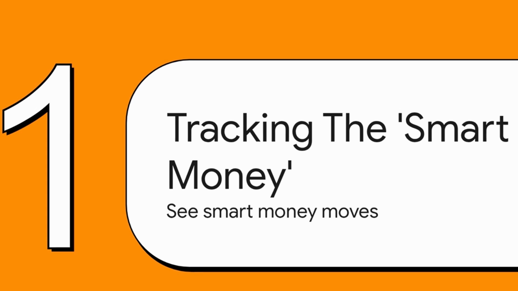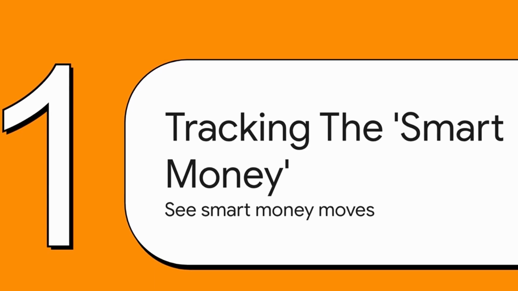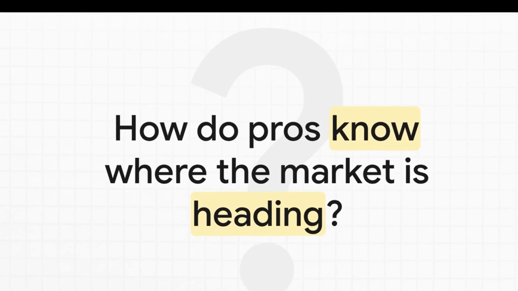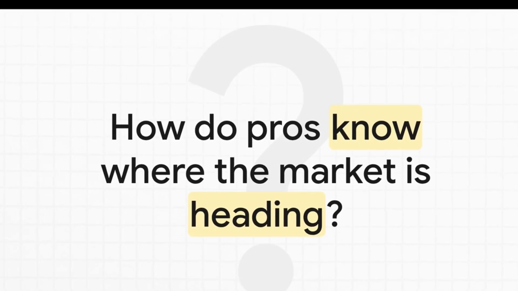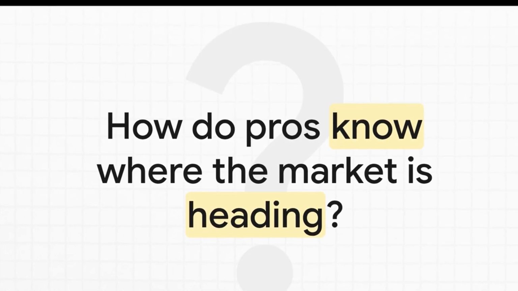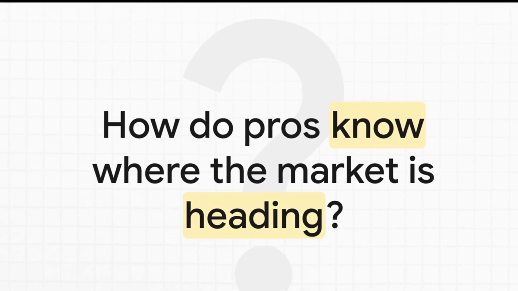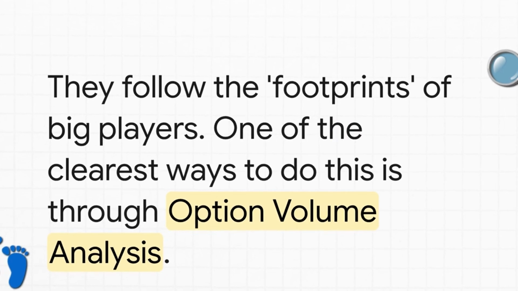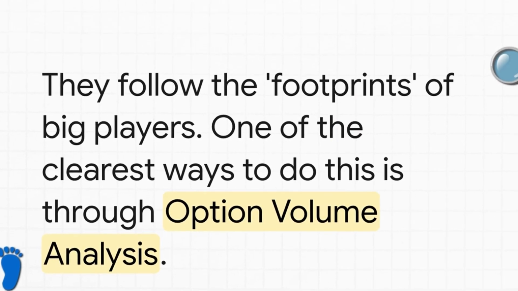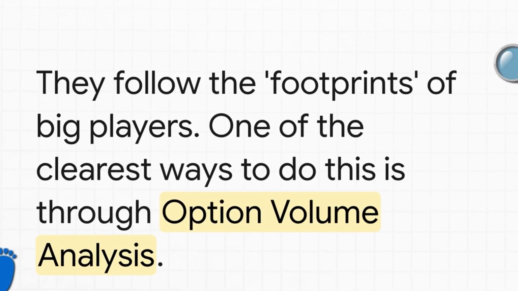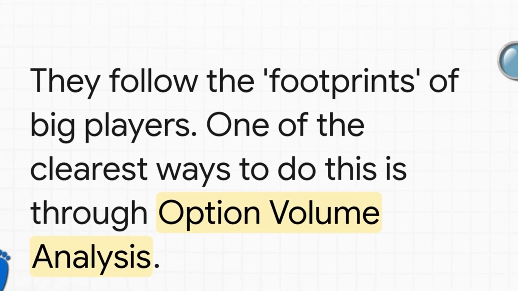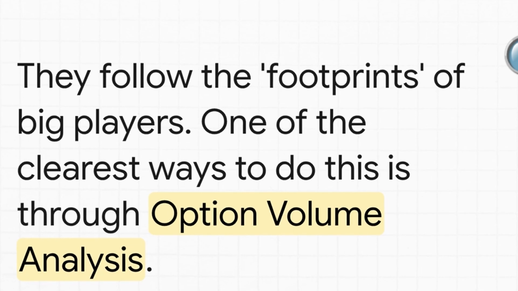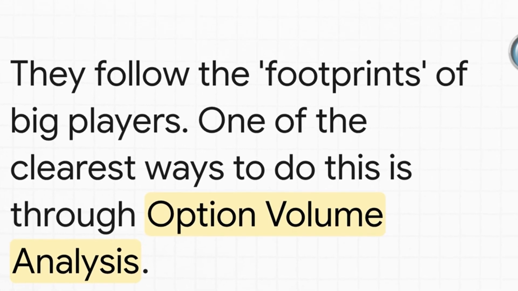The whole idea behind this technique is getting a sneak peek into what the big institutions, the smart money, are up to. I mean, it's the question on every trader's mind, right? How do they always seem to be in the right place at the right time? Is it some kind of sixth sense? Is it just a lucky guess? Nope, not at all. See, the secret is they're not guessing, they're following the evidence. These massive institutional trades leave behind digital footprints in the market data. And one of the absolute clearest footprints you can track is by analyzing option volume.